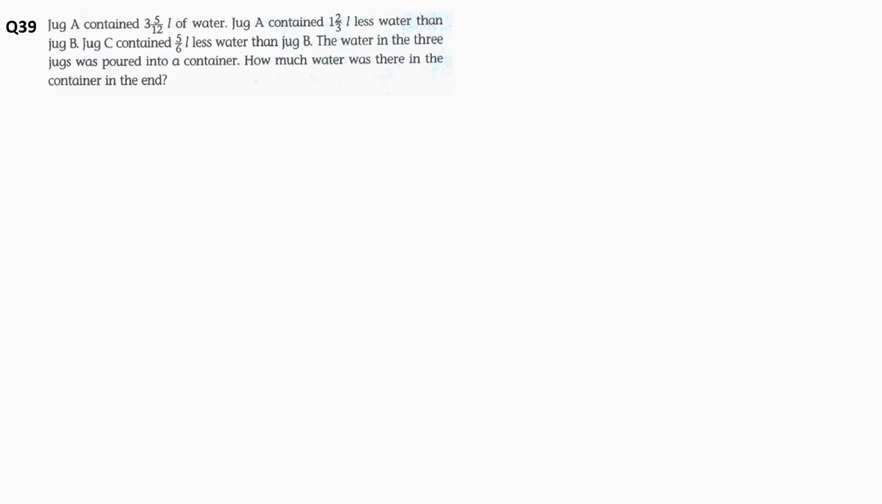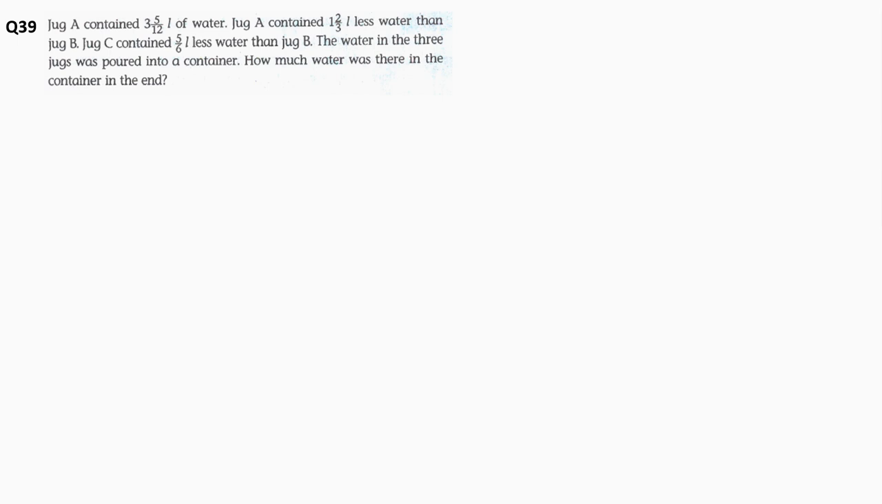Okay, so here is another question that requires some careful reading. Jug A contained 3 and 5/12 of a litre of water. Jug A contained 1 and 2/3 of a litre less water than jug B. Jug C contained 5/6 of a litre less water than jug B. The water in the three jugs was poured into a container, and we're asked how much water was there in the container in the end.